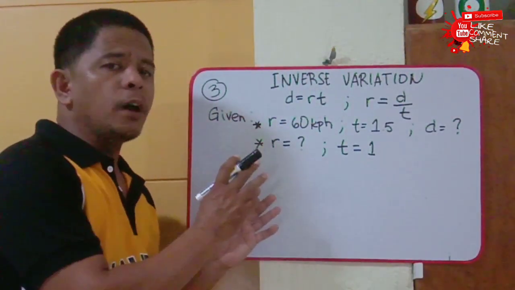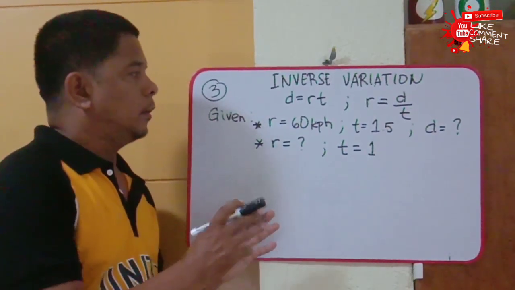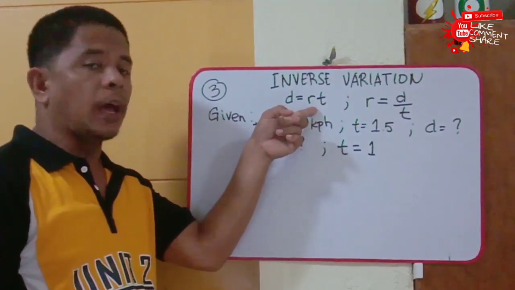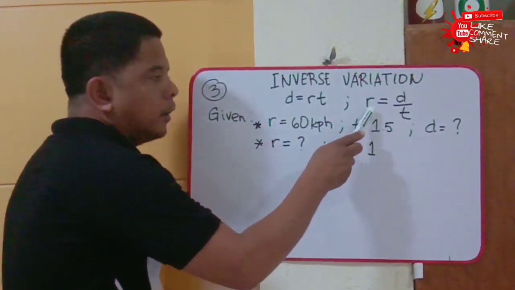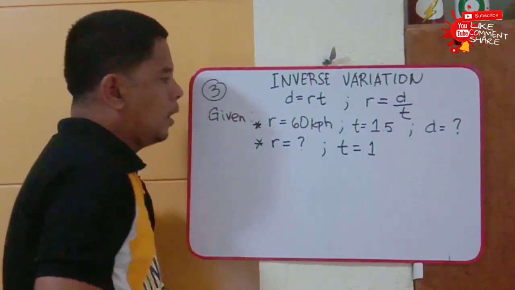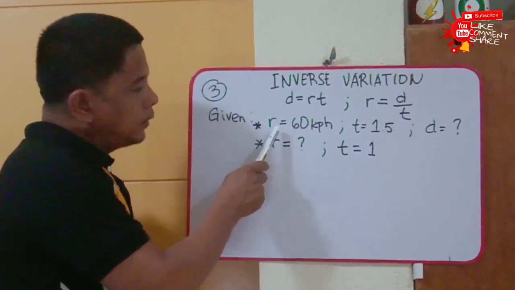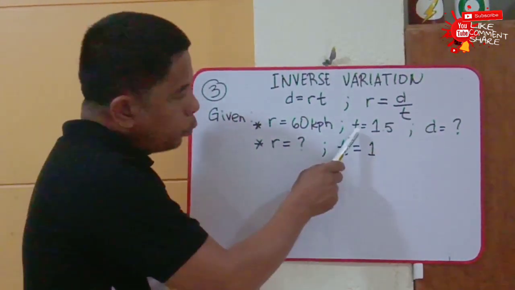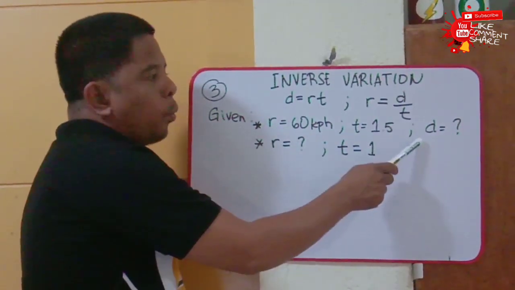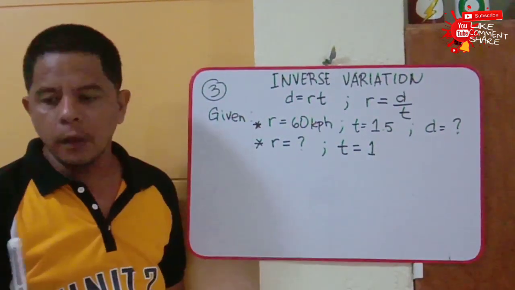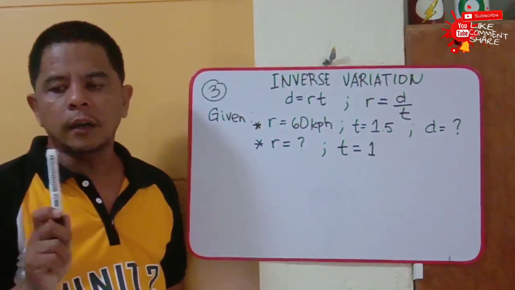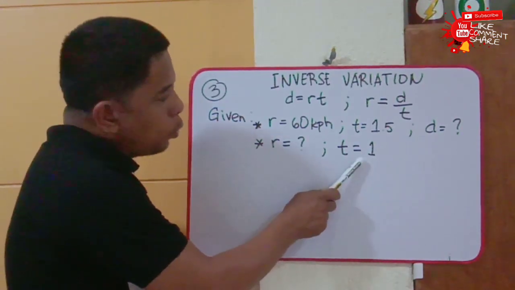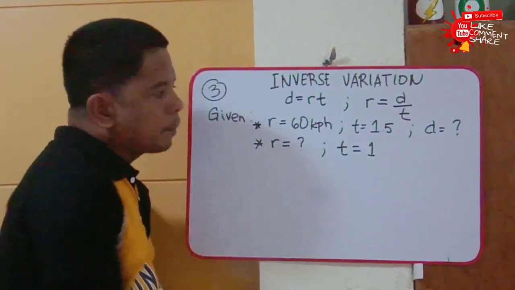Okay. In question number 3, the formula of the distance is rate times time. And the formula of the rate equals distance over time. Our given class, the rate is 60 km per hour. And the time is 1.5. So, what is the distance? The problem is, find the rate of the car when it took 1 hour with the same distance.